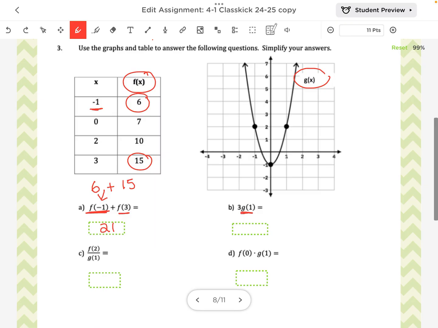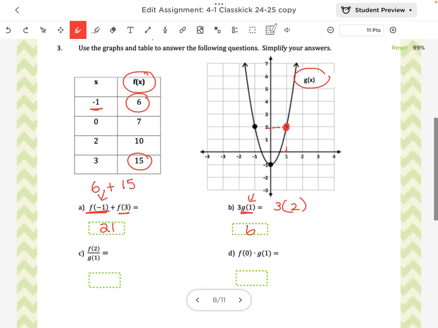This one, we're going to use the g graph. So this is your x. So you're going to find x on the g graph, but we have to go to the graph, and then we're going to find the matching y coordinate there. So the matching y value is 2, but we have a 3 in front, so we want to multiply by that. So that becomes 6.